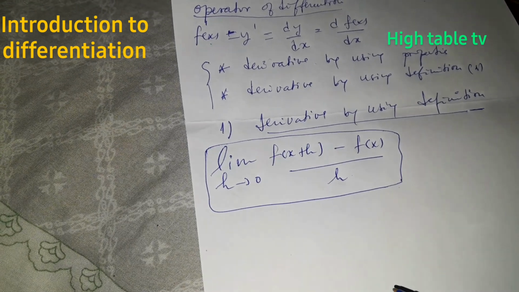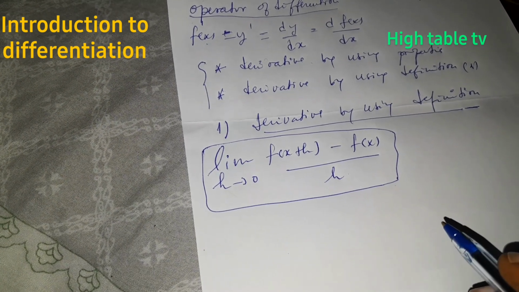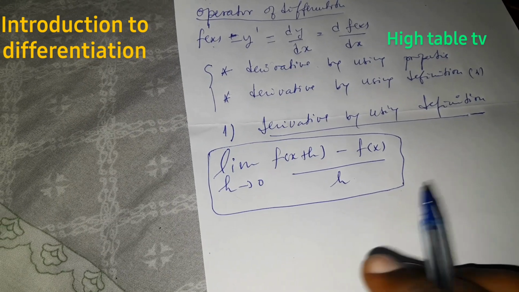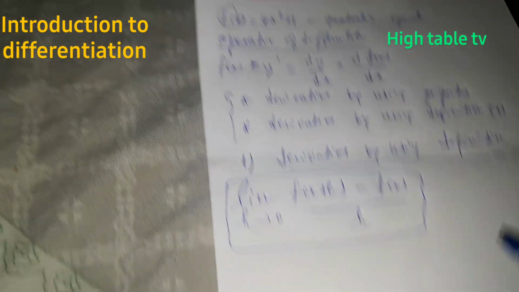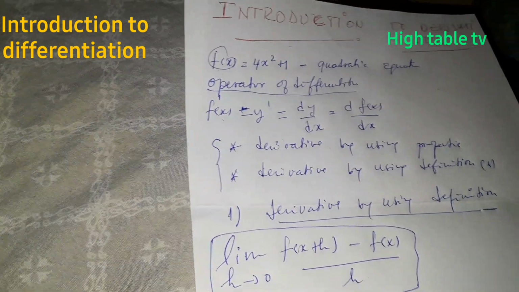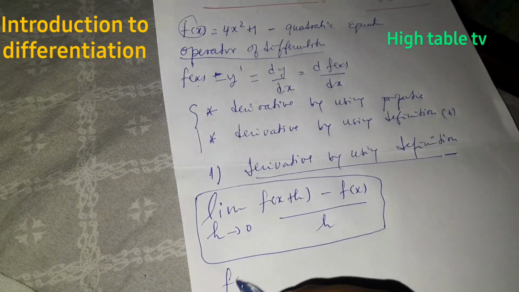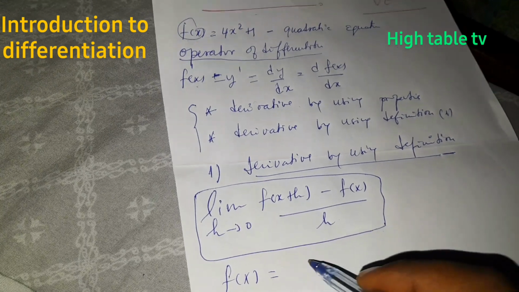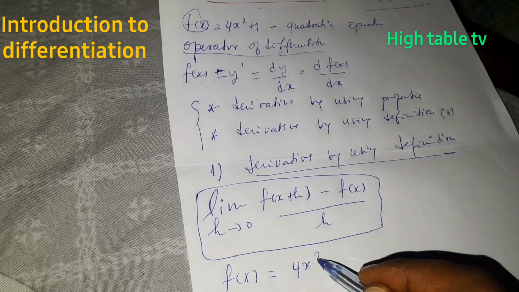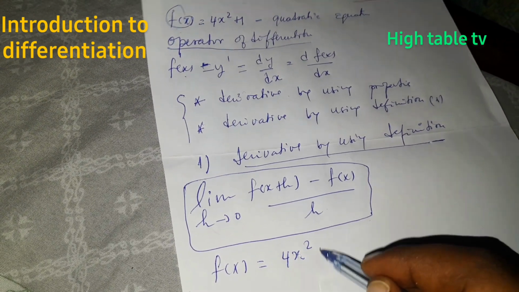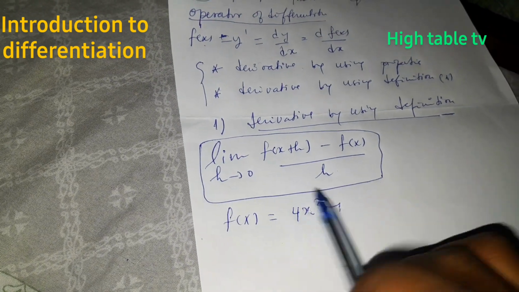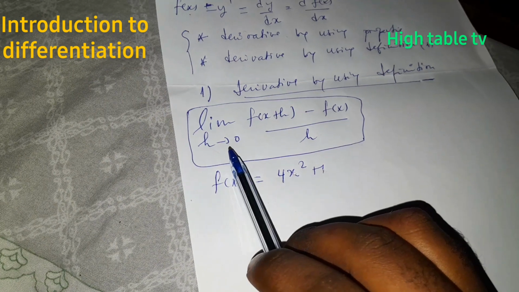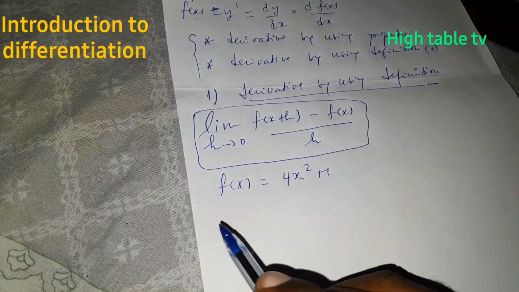So firstly, let us use this formula in making the derivative by using the definition, referring to our example above, which is f(x) equal to 4x squared plus 1. By taking this example, you can use this formula in order to derive our function.